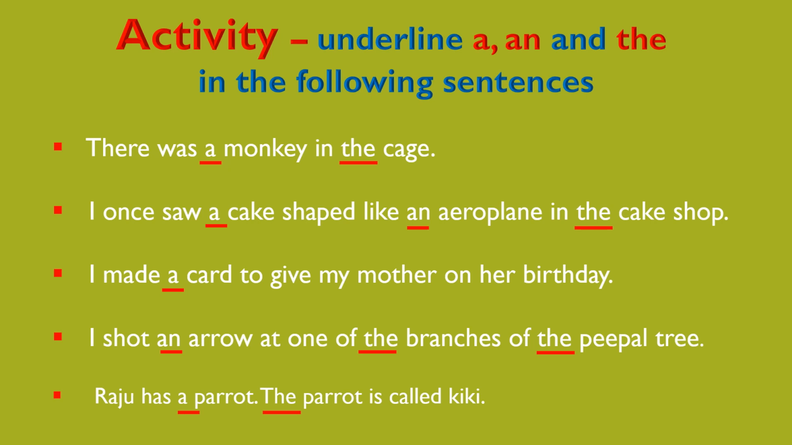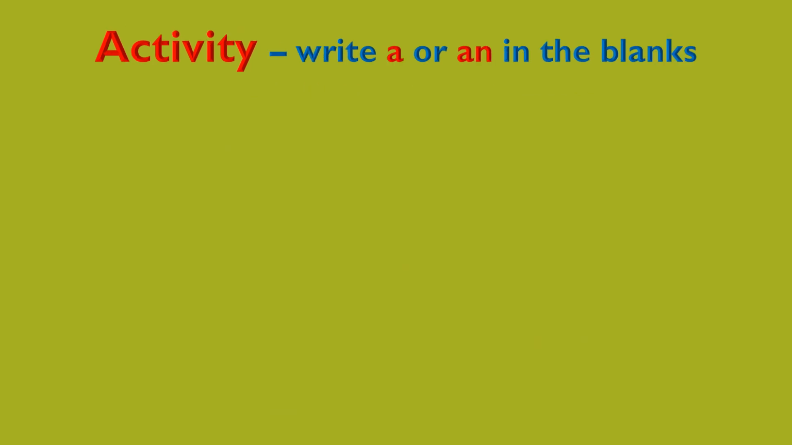The first time, we use article a. The same word is repeated, so that's why we use article the. Raju has a parrot. The parrot is called Kiki. So hope you all understood. Let's see one more activity here. Write a or an in the blanks.